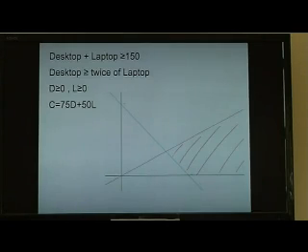With this one, desktops plus laptops must be greater or equal than 150. Desktops must be twice the number of laptops. Both of them must be above 0. And the cost is 75 for each desktop and 50 for each laptop.